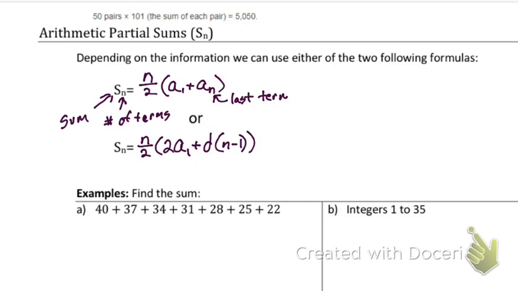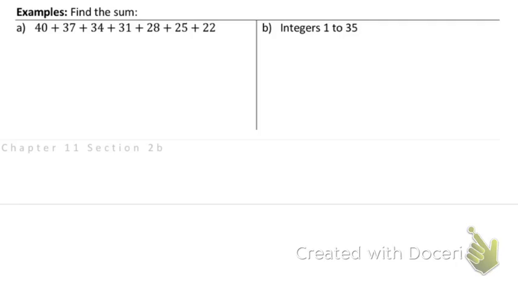So we're going to really focus on that top one, n divided by 2 times a sub 1 plus a sub n. That helps us, if we can remember that Gauss thing, that it's just pairs. Count your pairs, then do your first plus your last, and you will know how to do your arithmetic partial sums. All right, let's do some examples.